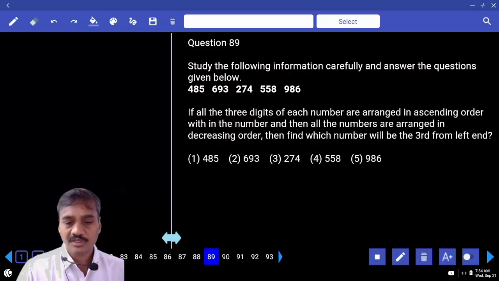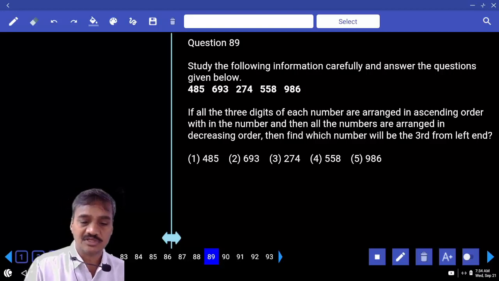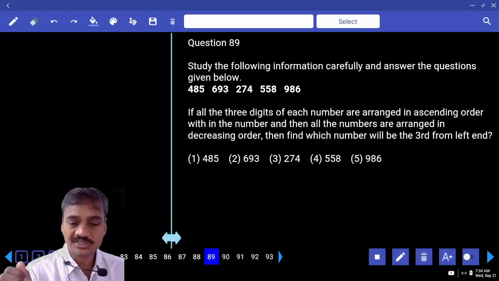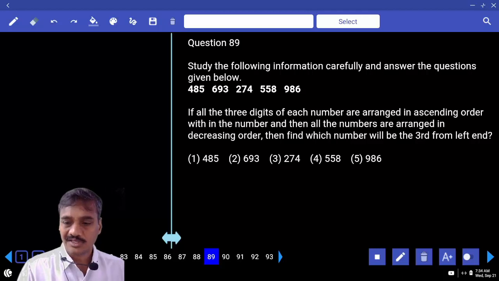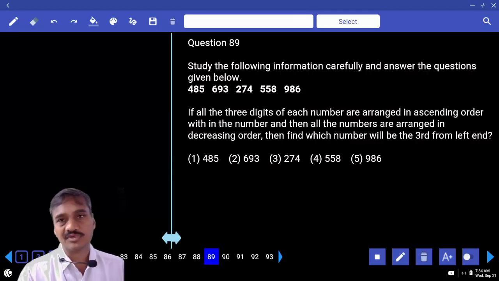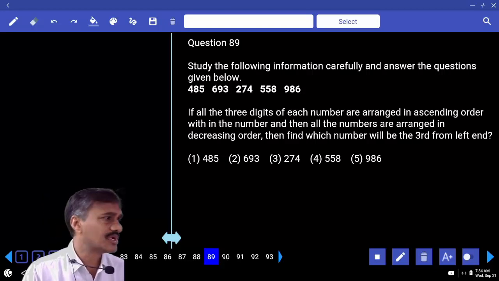Then 89. If all the 3 digits of each of the numbers are arranged in ascending order within the number, the digits are arranged in the ascending order, then all the numbers are arranged in decreasing order, then find out which is third from the left. Third from the left or third from the right is one and the same.